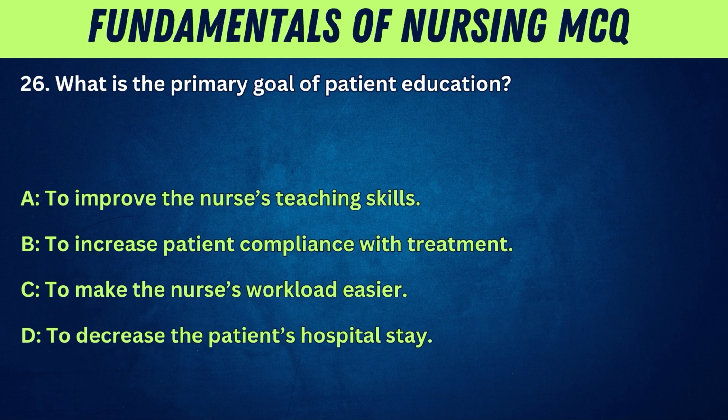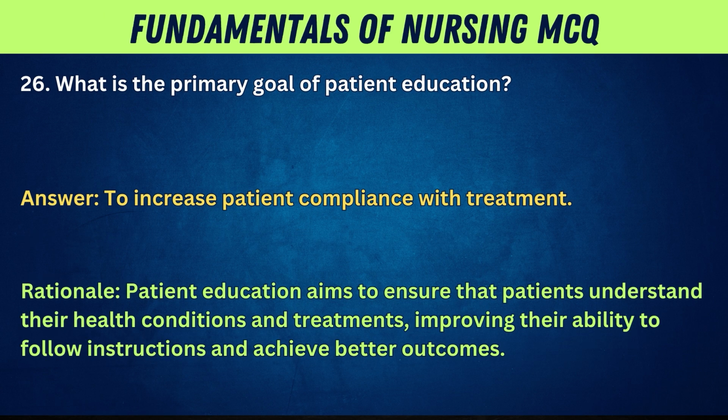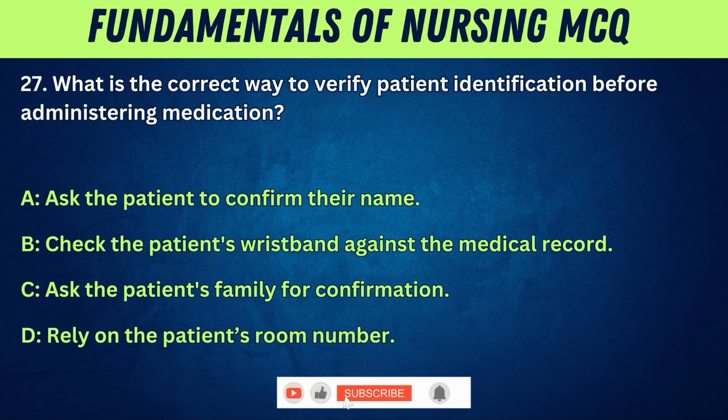26. What is the primary goal of patient education? A. To improve the nurse's teaching skills. B. To increase patient compliance with treatment. C. To make the nurse's workload easier. D. To decrease the patient's hospital stay. Answer: to increase patient compliance with treatment. Rationale: patient education aims to ensure that patients understand their health conditions and treatments, improving their ability to follow instructions and achieve better outcomes.